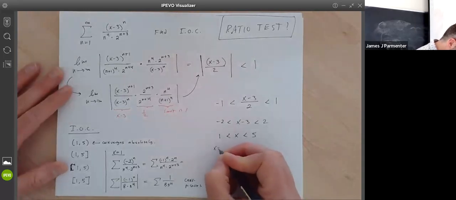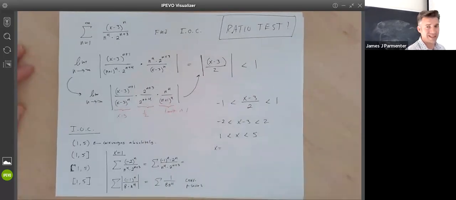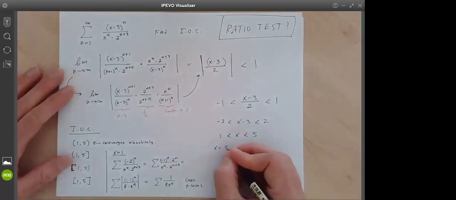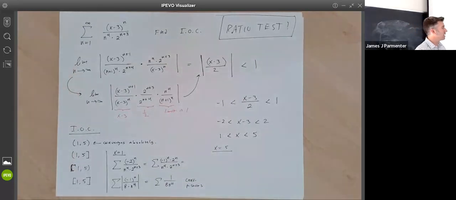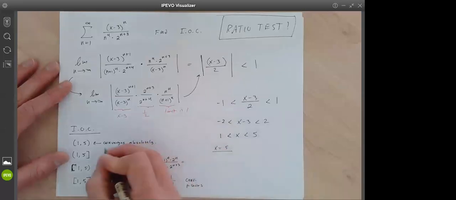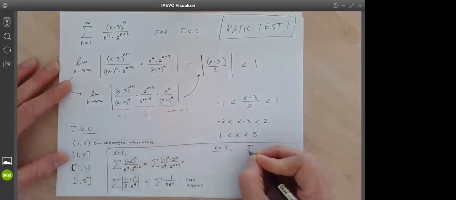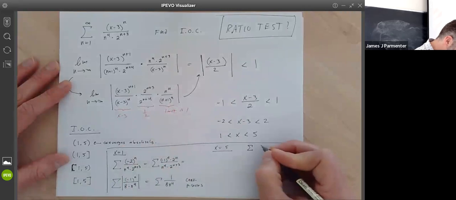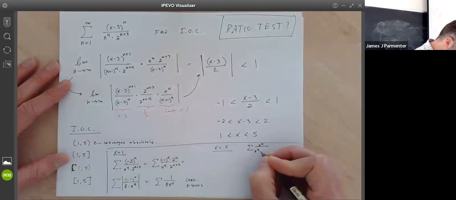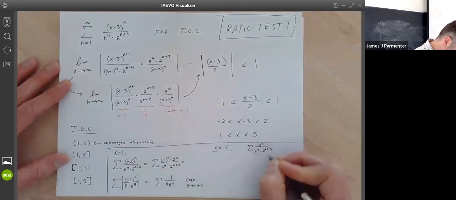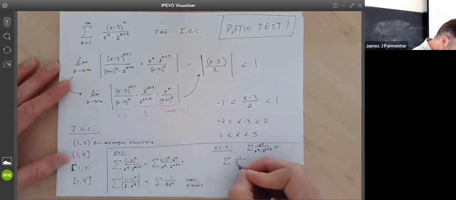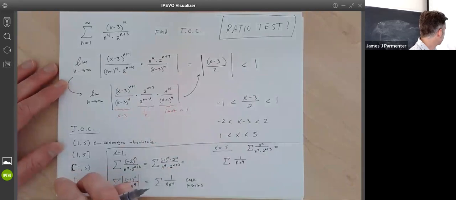Let's look at x equal to -1. No, not -1. What should I actually be looking at? x equals 5. Thank you. Right, the other endpoint. I was thinking of the other problem where it was -1. So we plug in 5. We're going to get the sum of (5 minus 3), so 2 to the n over n to the 4th times 2 to the n plus 3, which is actually going to be the sum of 1 over 8 times n to the 4th.